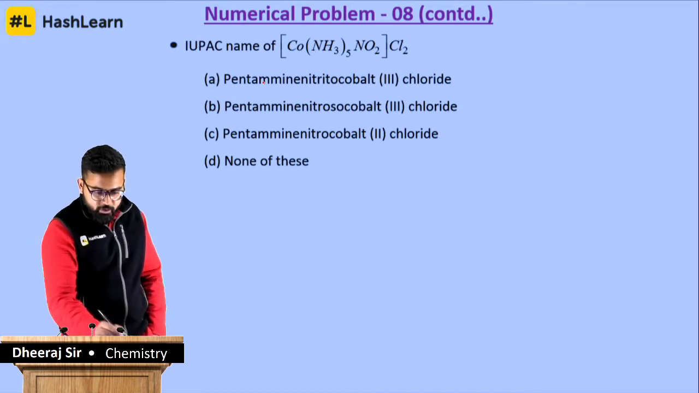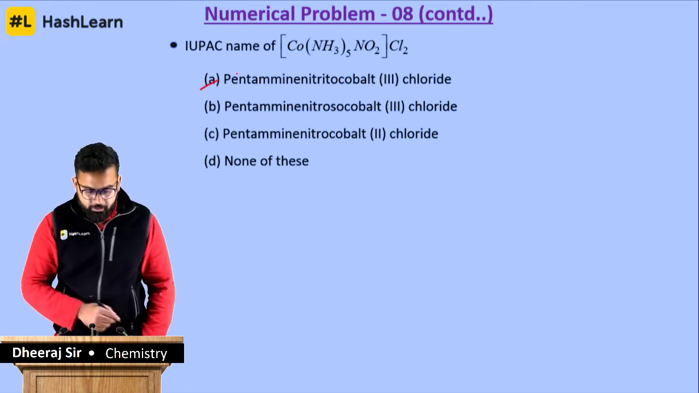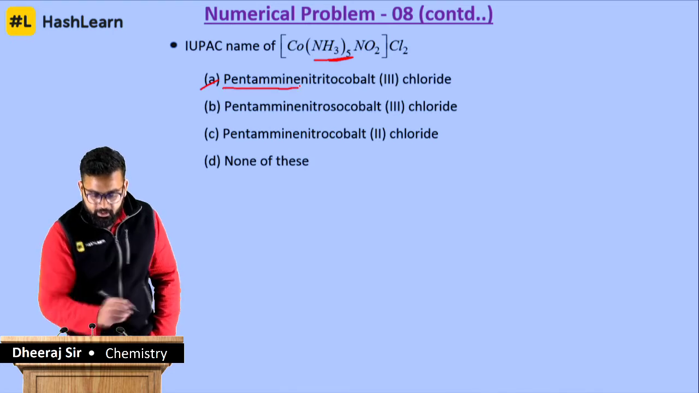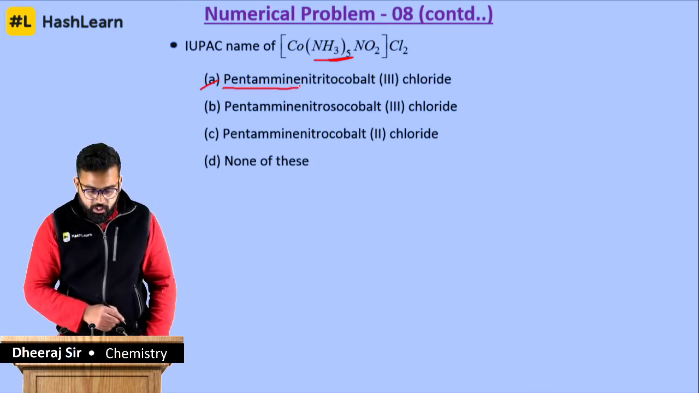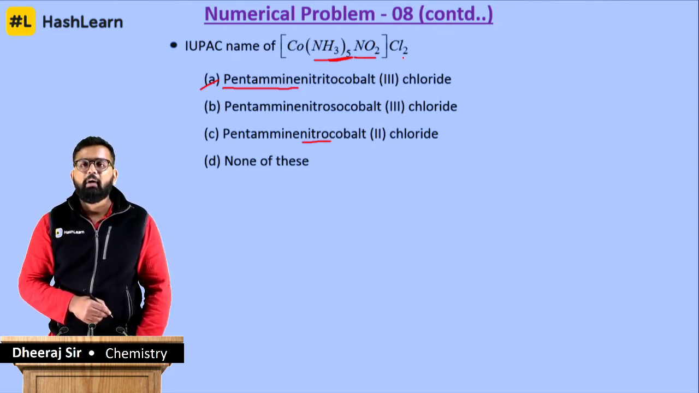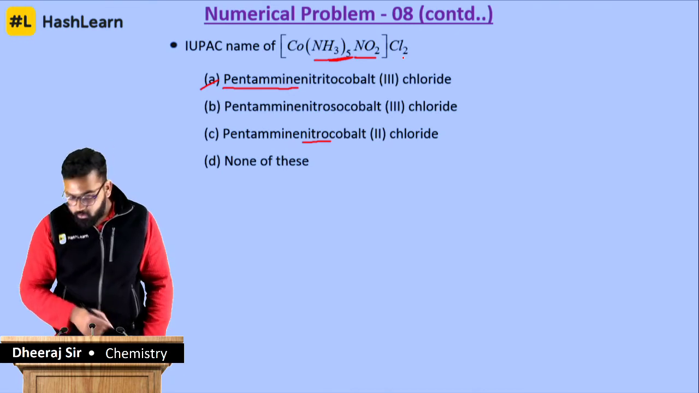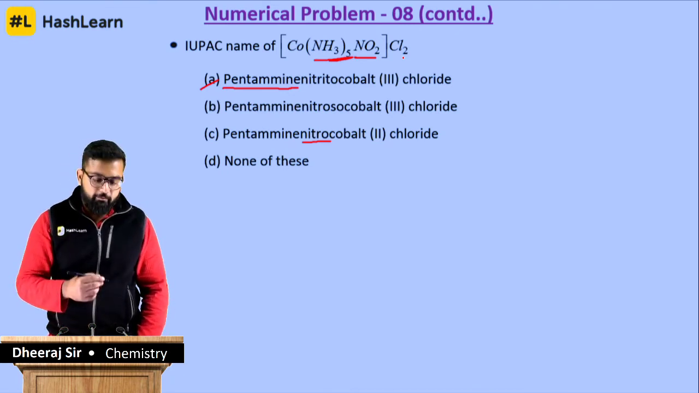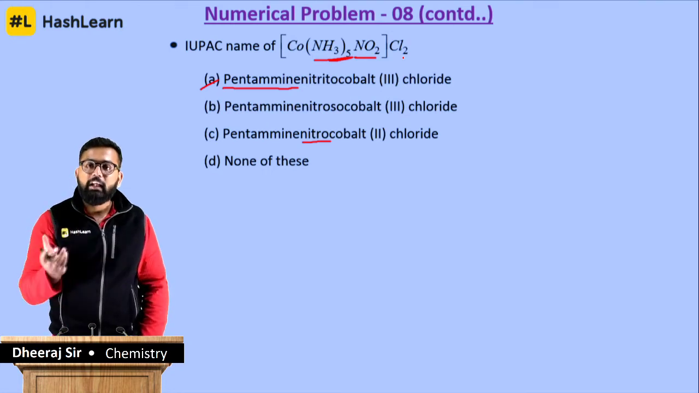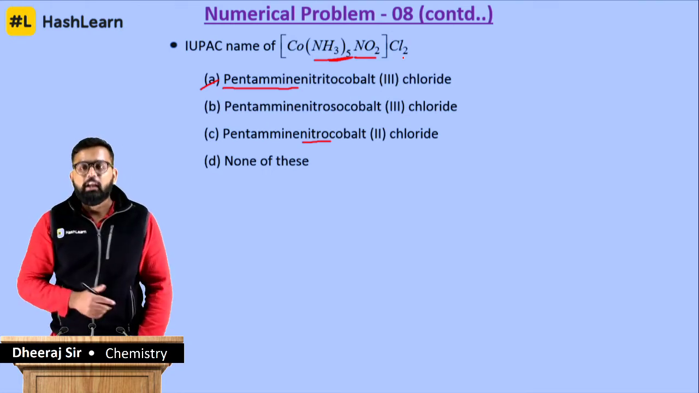So it is pretty straightforward. It has to be option A. Why is it option A? Ammine five times, that's pentaammine. And you should know that it is not nitro, it is nitrito. When it comes to coordination compounds, NO2 becomes nitrito. That's exactly why we have packed questions like these, so that you get to know the nuances of the differences between nomenclature of organic and coordination compounds.